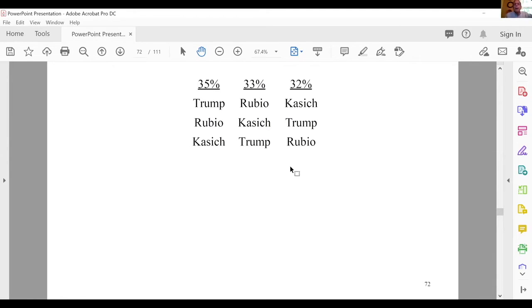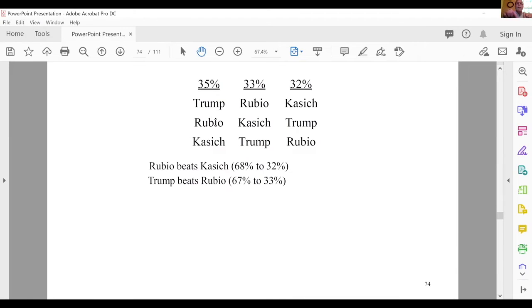This is a three-candidate race where the population divides roughly equally into three groups. Notice that there is no majority winner here. Kasich is not the majority winner because there's a majority who prefer Rubio. These people prefer Rubio to Kasich, and these people prefer Rubio to Kasich, and that's 68%.